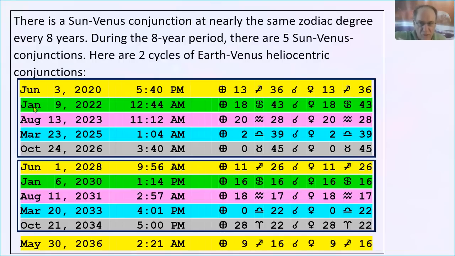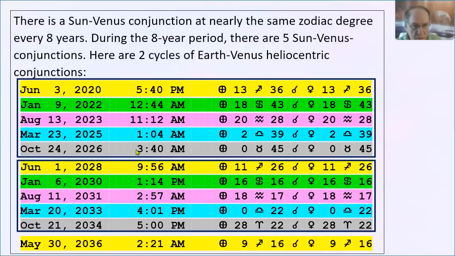Then heliocentrically, on January 9th, 2022, that's about 1 year and 7 months later, very roughly, a little bit more than that, there's another Earth-Venus conjunction. It happens to be at 18 Cancer, rounded off to the nearest degree. A year and 7 months later, August 13, 2023, another one, and then another one, March 23rd, 2025, at 2 degrees Libra. And then a 5th one, October 24th, 2026.